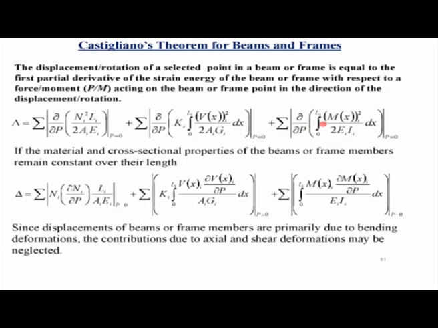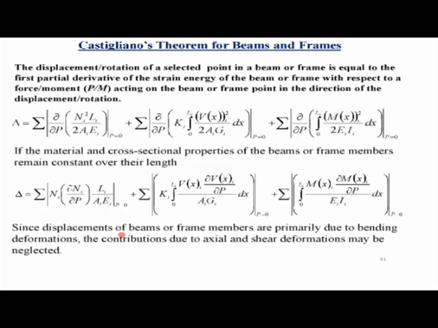If you take the partial derivative, then you will get 2 Ni ∂Ni/∂P, and those 2's will cancel out. Similarly here you will get Vx ∂Vx/∂P over AG, with K also there. Same thing in the moment, those 2's will cancel out when you take the partial derivative. It will be Mx ∂Mx/∂P over EI.